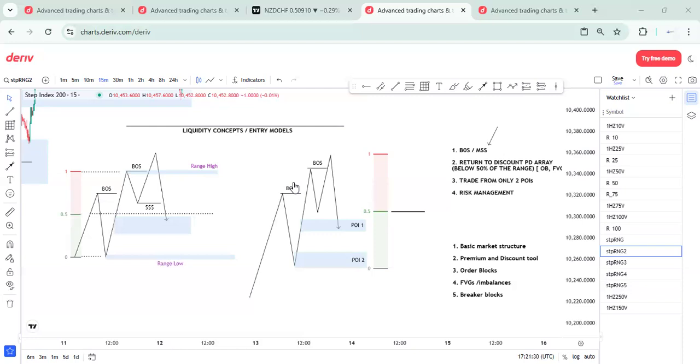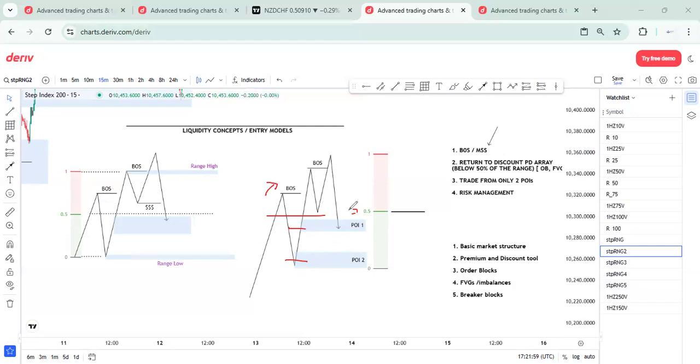There must be a break of structure, that is if you are bullish. And price must pull back to below the 0.5 into either your first POI or your second POI. Anything apart from this, it means that you are not getting the scenario very well.